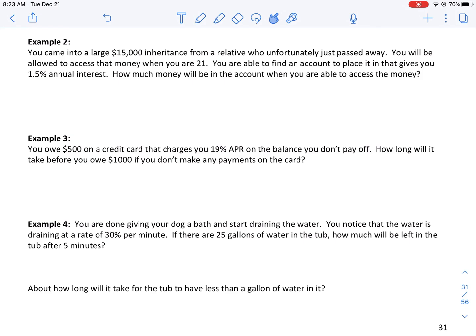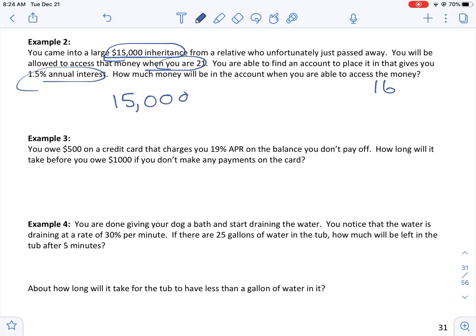So the second one, you come across a large inheritance, which is $1,500 from a relative who unfortunately just passed away. You will be allowed access to that money when you are 21. You are able to find an account to place that gives you a 1.5% interest rate. So let's say you're 16 right now. So we want that 5 years from now. So we start with $1,500. So our amount equals 1,500 times 1 plus 0.015 to the 5th year.